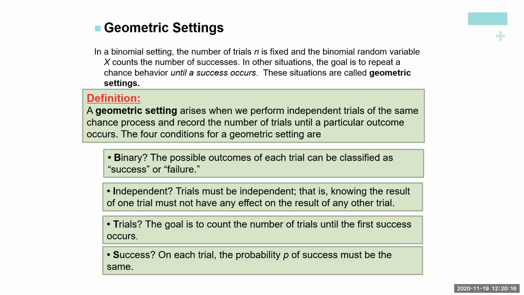T stands for trials. This is the biggest difference between binomial and geometric. In geometric, the goal is to count the number of trials until the first success occurs. And lastly, S, on each trial, the probability of success must be the same. So make sure to check the conditions for BITS.